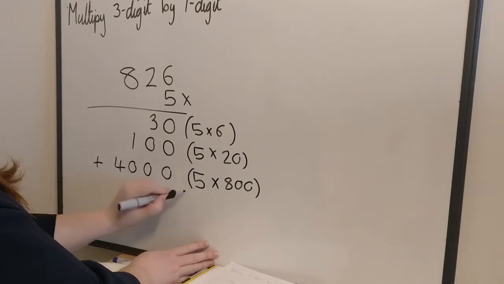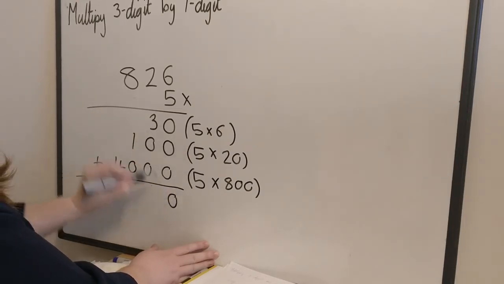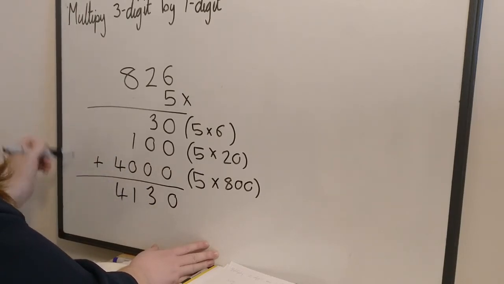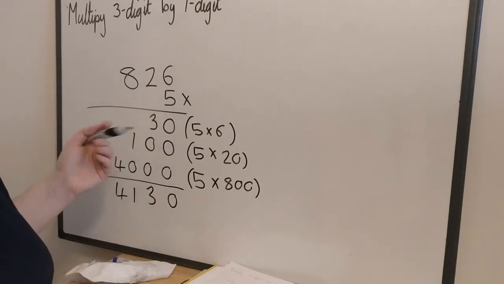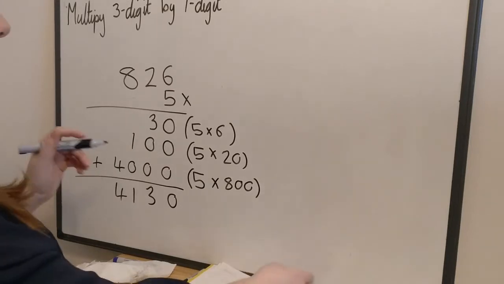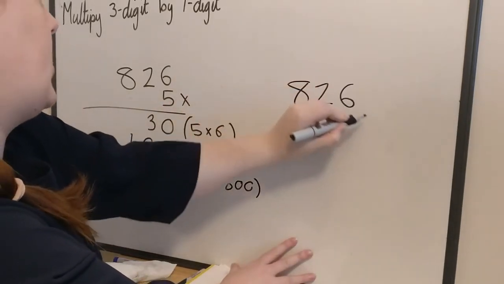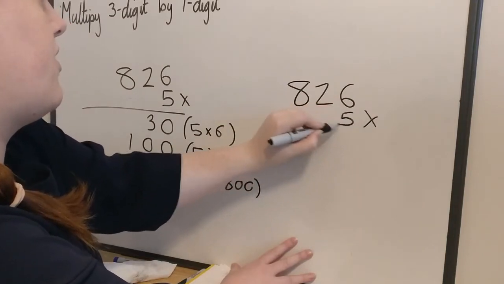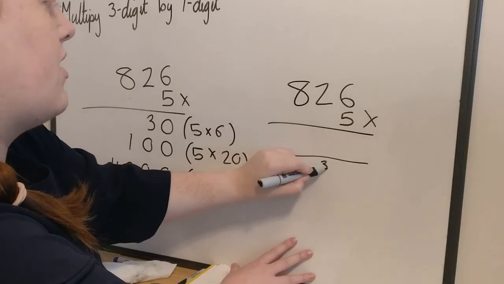And now you've done it step by step, we've got to put it all back together, so add it up. 0, 3, 1, 4. So we've got the answer 4,130. Let's have a go at the non-expanded method, the one that's a bit quicker. 826 times 5. Well, first we've got 6 times 5, and that's 30.